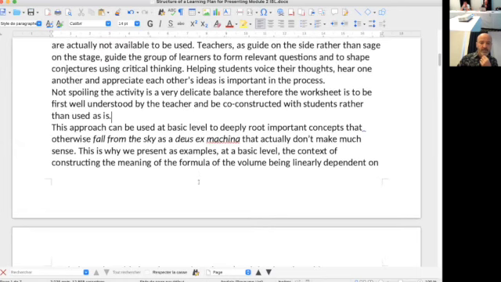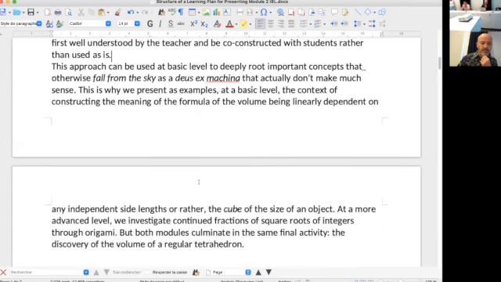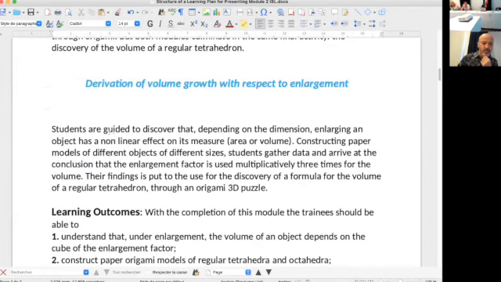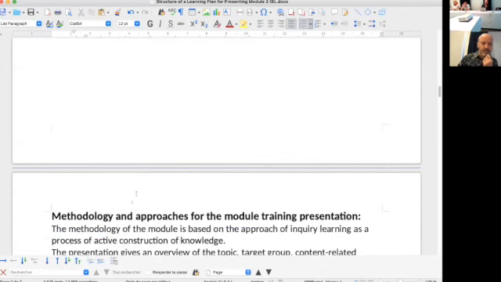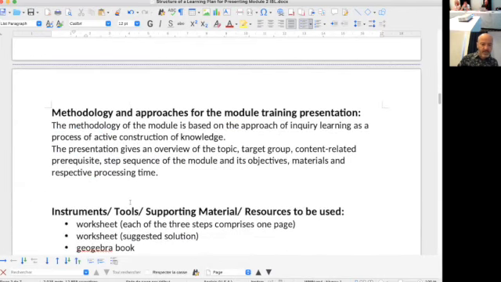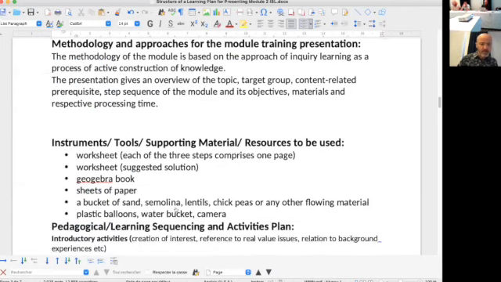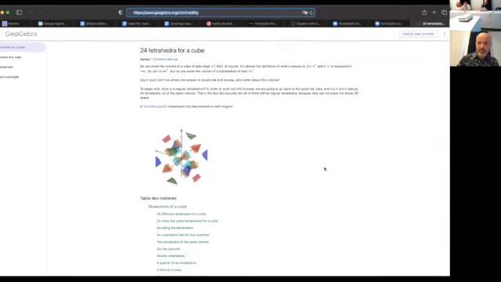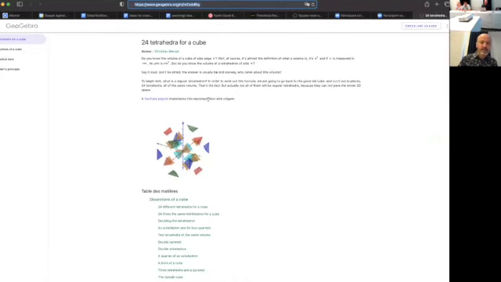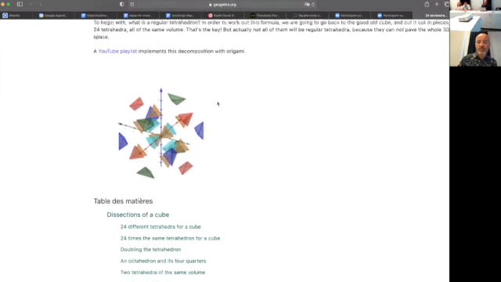So derivation of growth. We went through these things. So there is a GeoGebra book, the volume of the tetrahedron. I put the link in the chat. It goes through that as a digital aid.